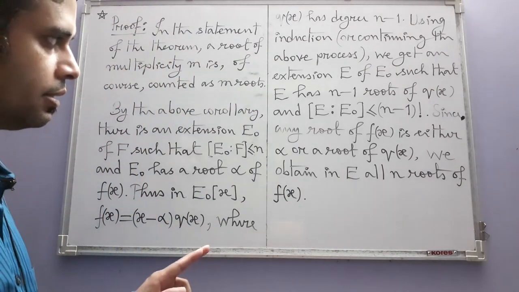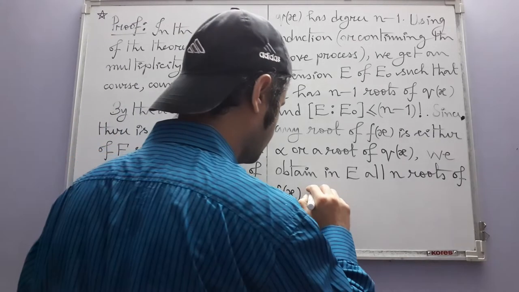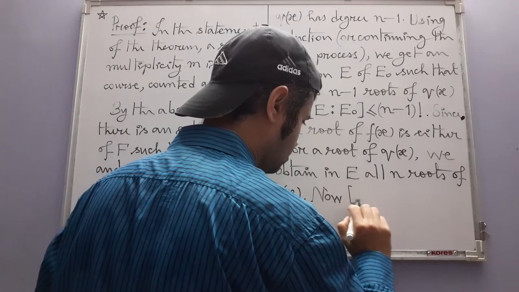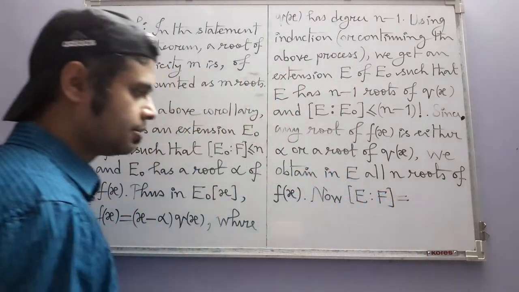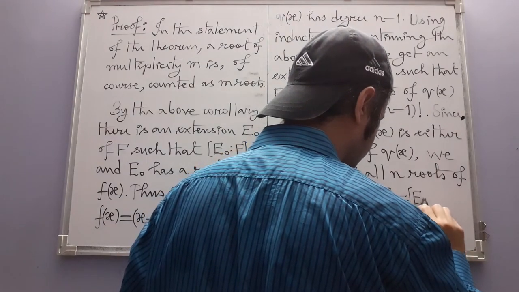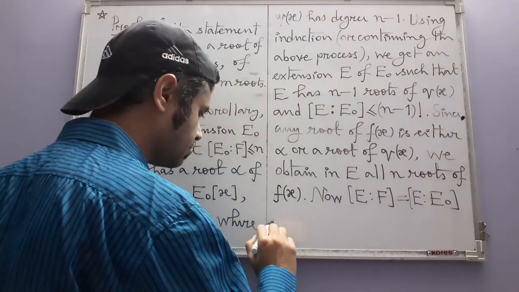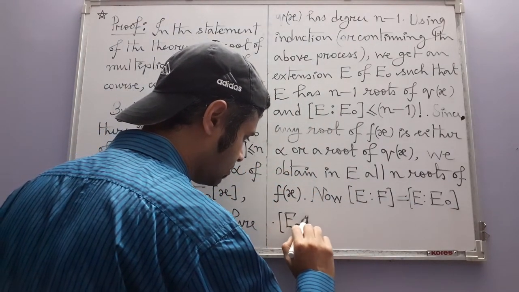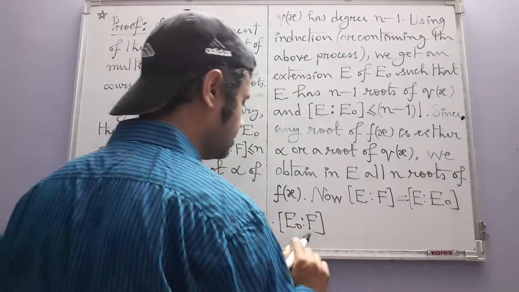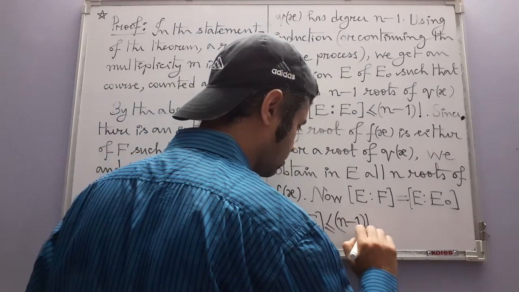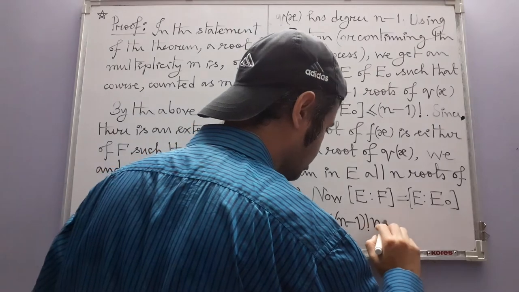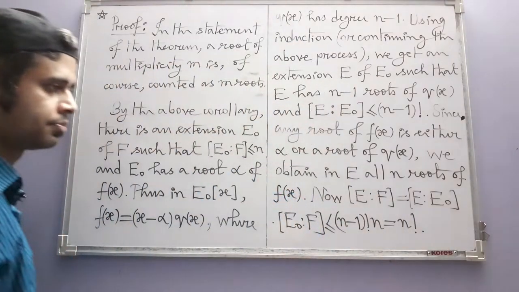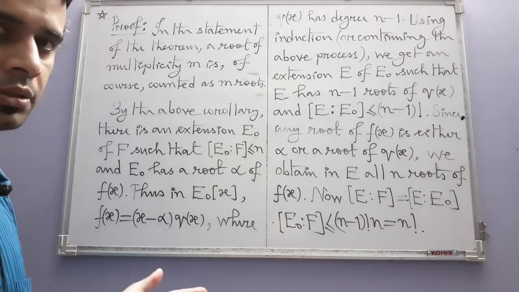But we are not done yet. We need to verify that degree inequality. Now we need to know what happens to this degree. This degree, by a previous result, is equal to the degree of E over E naught times the degree of E naught over F. This thing is less than or equal to (n minus 1) factorial, and this thing is less than or equal to n. Using this inequality, this product is at most n factorial. So that's how you also get the inequality involving the degree of the extension.